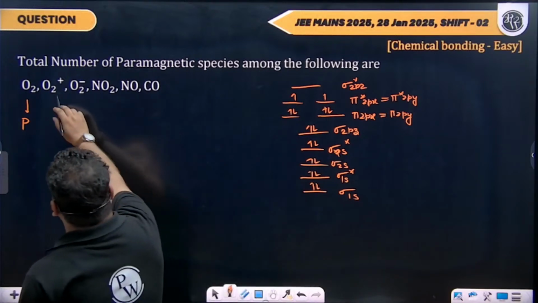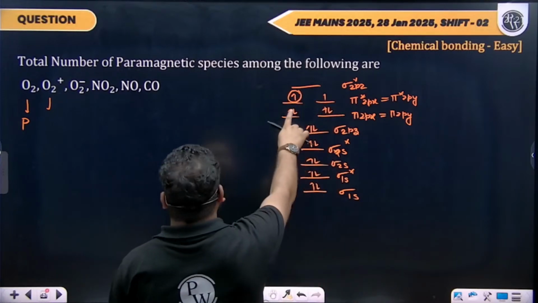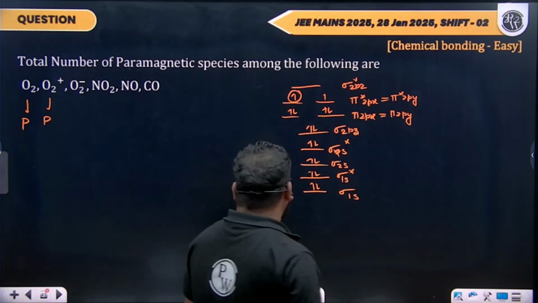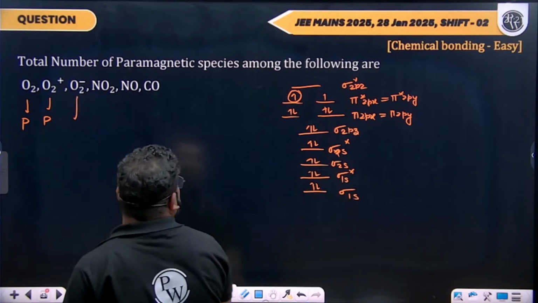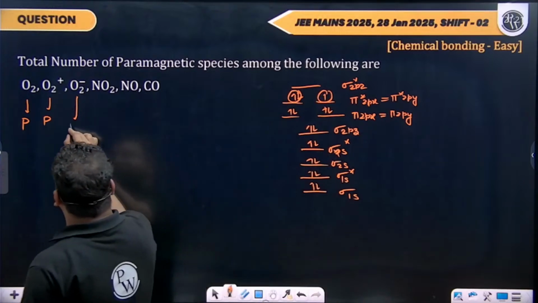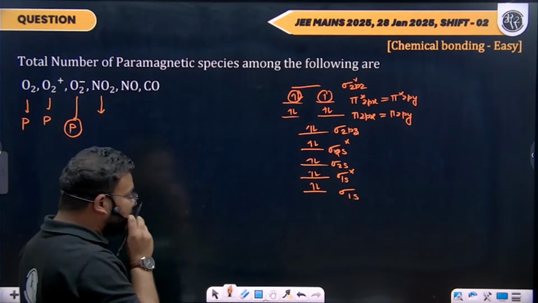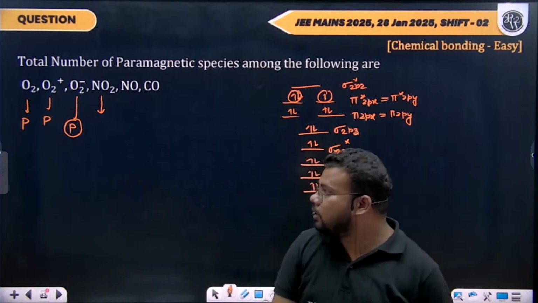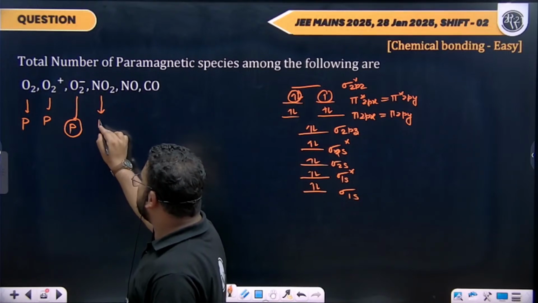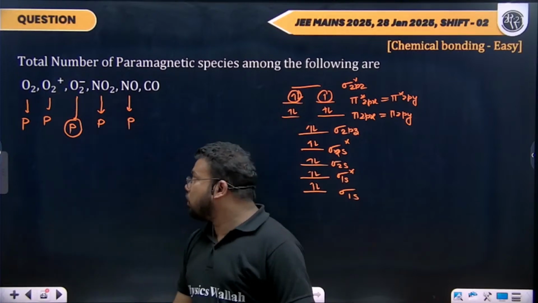If we remove one electron, O2 plus, then there is also one unpaired electron. It means O2 plus is also paramagnetic. If we add one electron, O2 minus, then there will also be one unpaired electron present. It means O2 minus is also paramagnetic. NO2, we know that NO2 is an odd electron species. If it is an odd electron species, that means it has one unpaired electron, so it is also paramagnetic. NO is also an odd electron species, so NO is also paramagnetic.